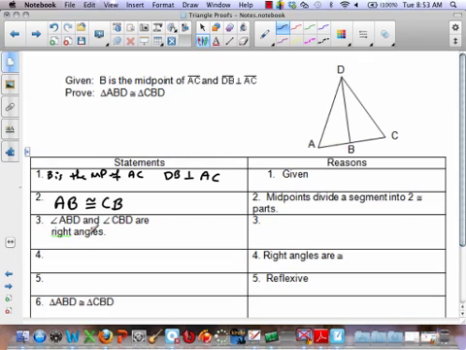Normally I would just put that as definition of midpoint, but in here it's a little bit more detail. The midpoint divides the segment into two congruent parts. And that basically is the definition of the midpoint. How do we know that ABD and CBD are right angles? What information tells us that those must be right angles? Because they're perpendicular. So therefore, my reasoning over here should be what? Definition of perpendicular lines.